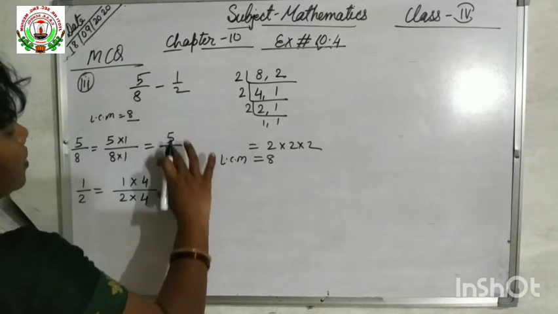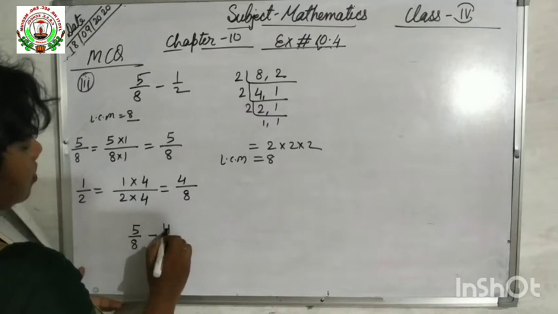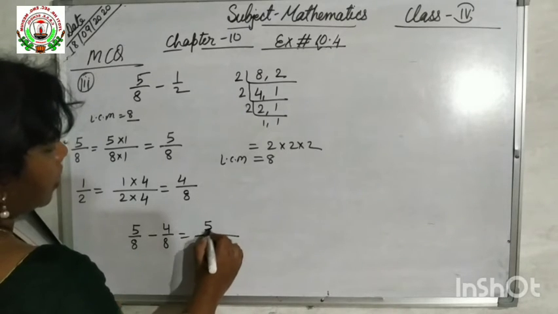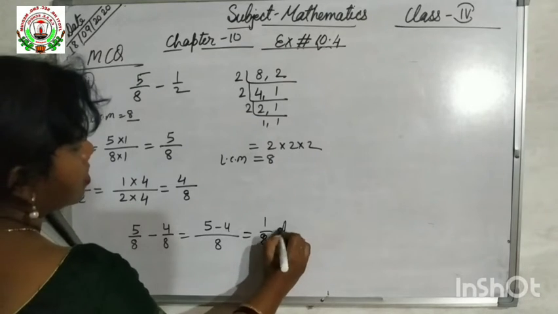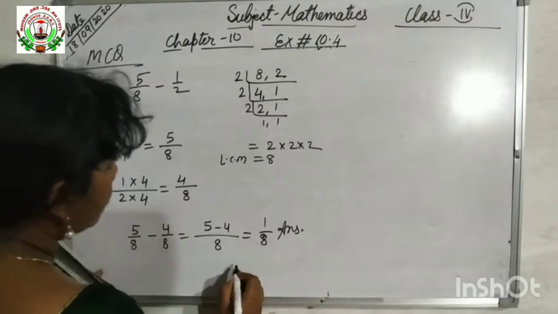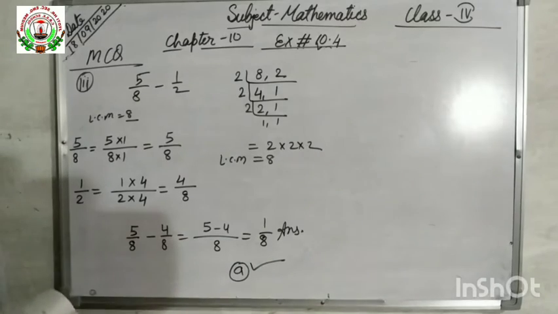Now it is the first fraction, it is the second fraction. Now subtract it. 5 by 8 minus 4 by 8. The same denominator is there, so 8 you will write one time. 5 minus 4 is 1 by 8. So this is the answer which is given in option number A. So you will put a tick mark in A. Clear? So we have completed the MCQ.